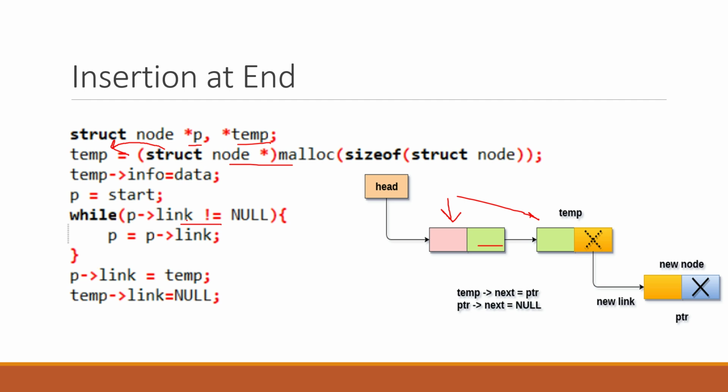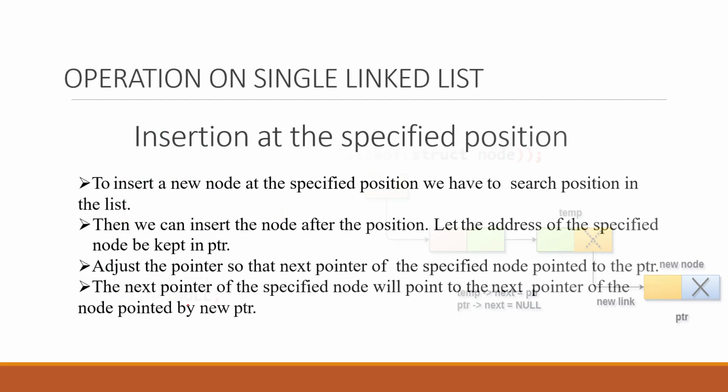When this condition becomes false, control moves to this statement, and here we are going to adjust our new node at the end of the list. P link is equal to temp, and temp link is equal to null. Temp link is equal to null because this is now the last node of our list.